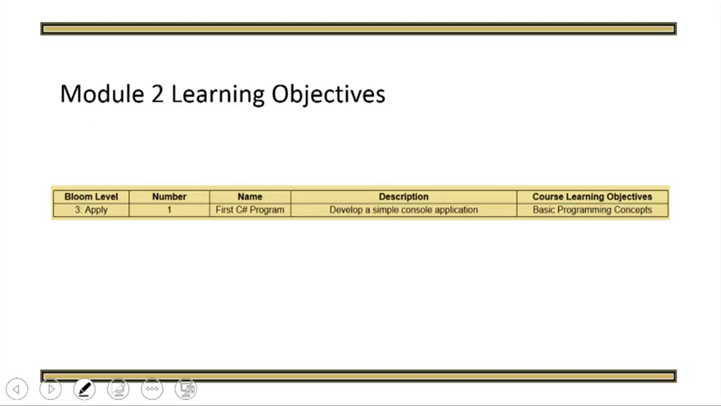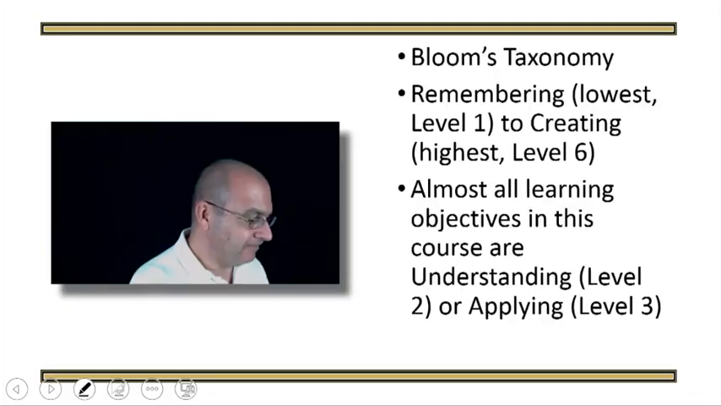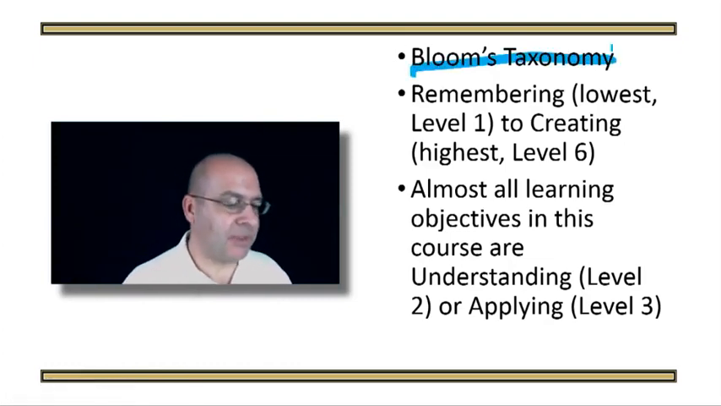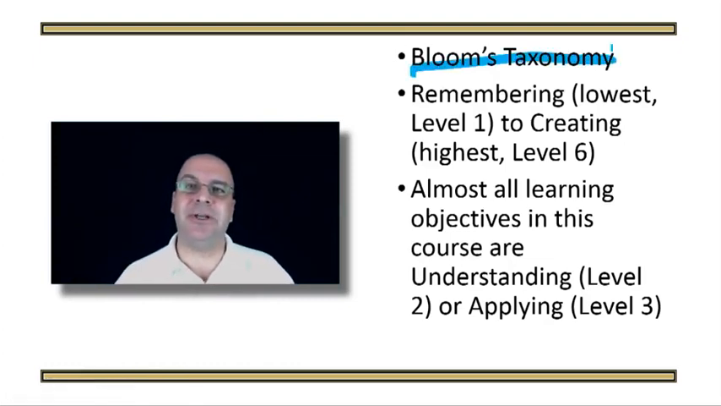Now, you'll notice on the very far left, there's a column called Bloom Level, and this particular one is Bloom Level 3 for Apply. So let's talk about Bloom for a moment. Bloom's taxonomy is all about different levels of learning, and the lowest level is remembering. That's called level 1, and it's just about, can you memorize facts and sort of parrot those back when the time comes, all the way to the highest level, which is creating.